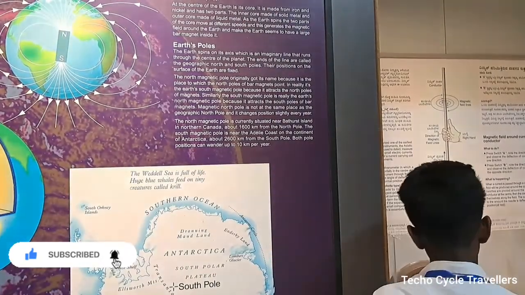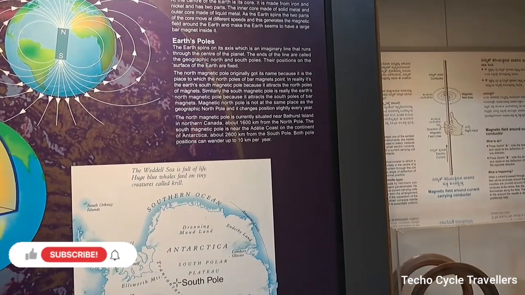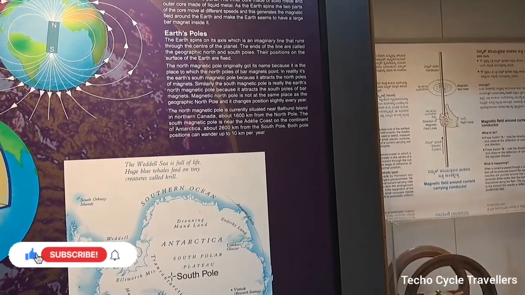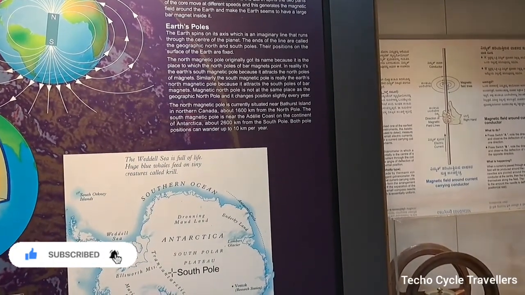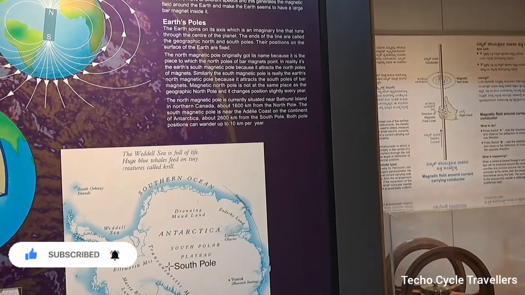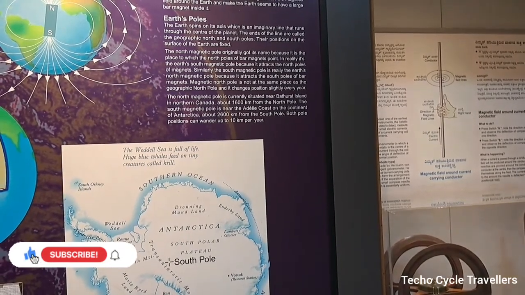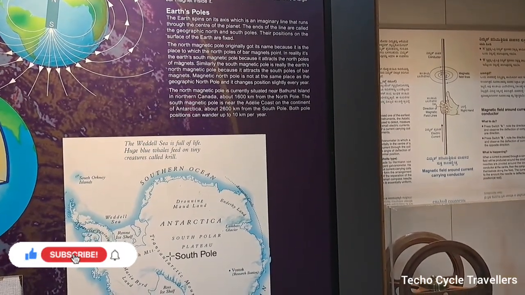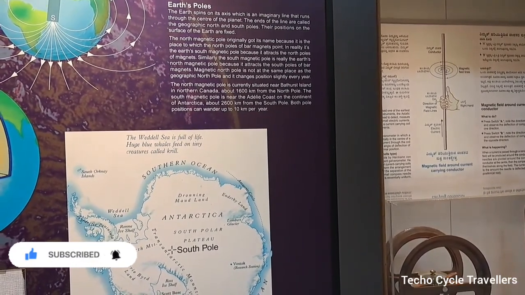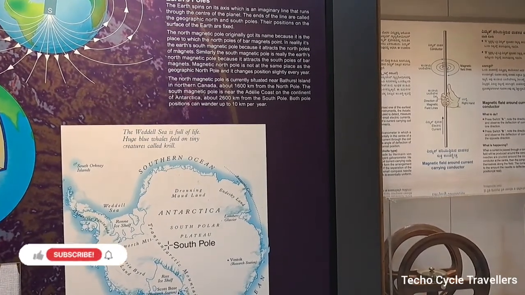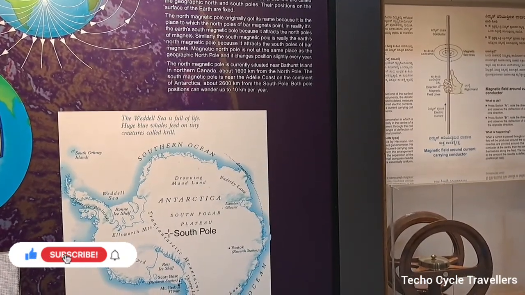The magnetic north pole is not the same place as the geographic north pole, and it changes position slightly every year. The north magnetic pole is currently situated near Bathurst Island in northern Canada, about 1,600 kilometers from the North Pole. The south magnetic pole is near the Adelaide coast on the continent of Antarctica, about 2,600 kilometers from the South Pole. Both poles' positions can wander up to 10 kilometers per year.